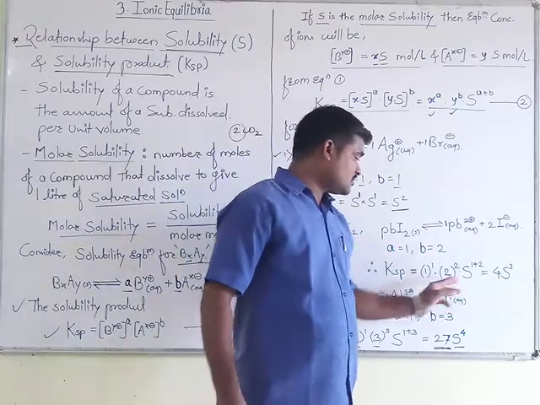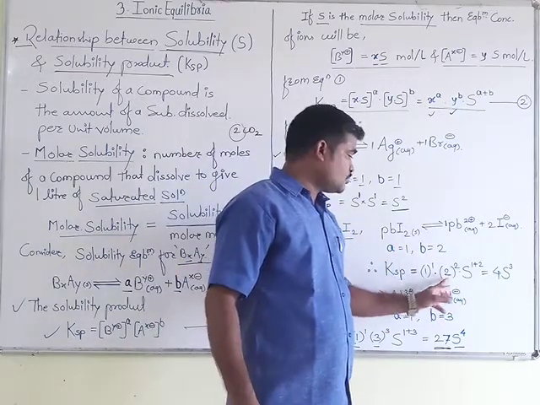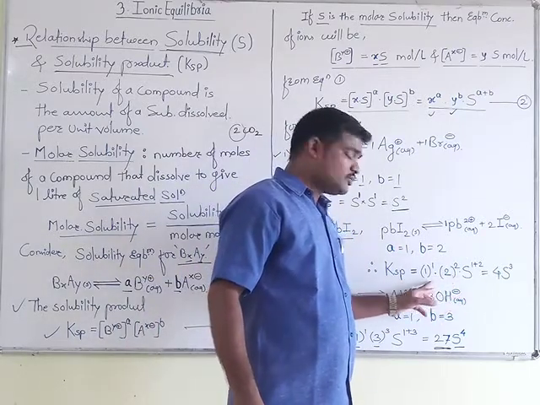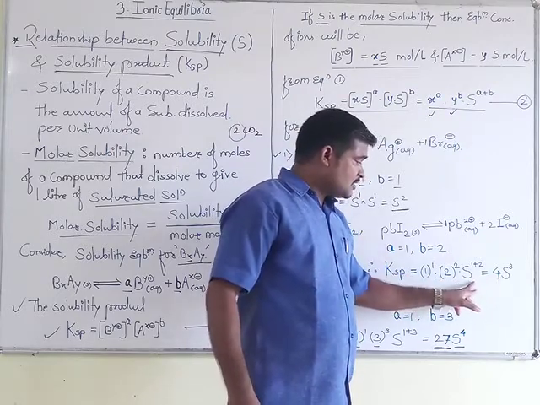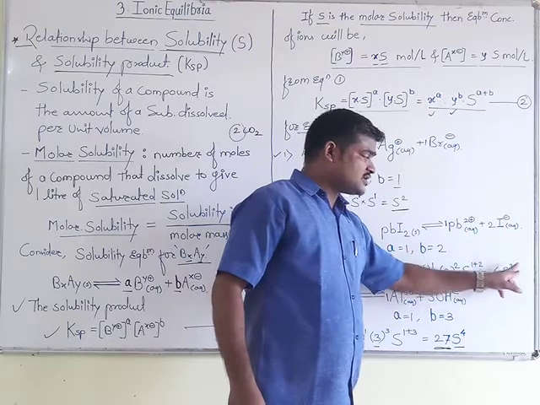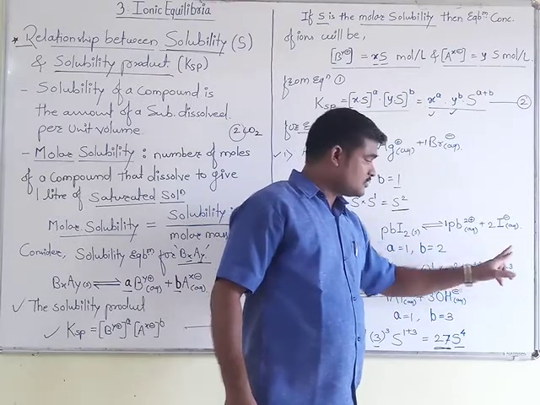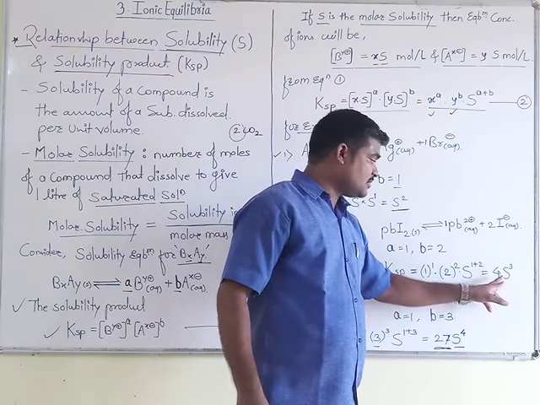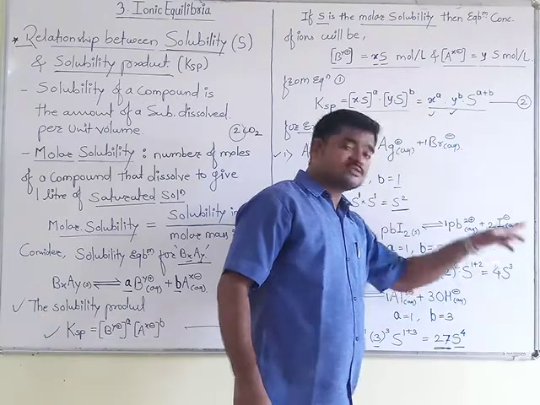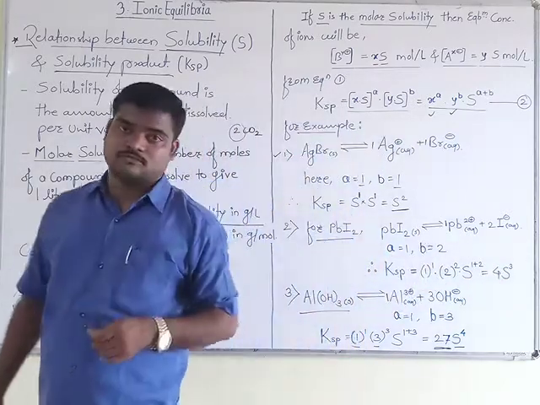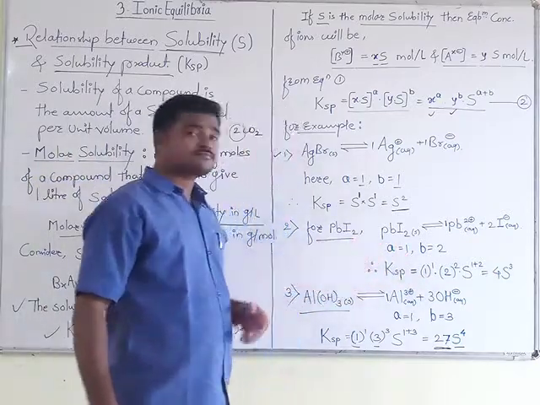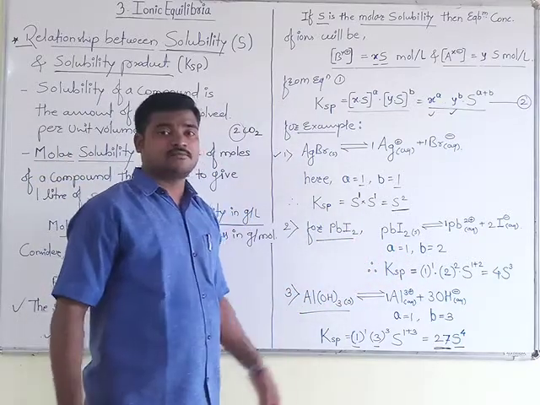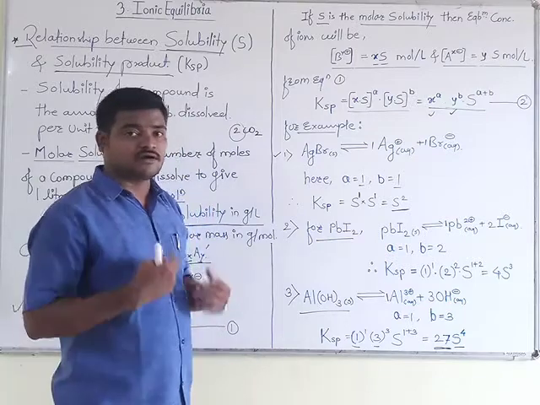Then what we will get? 1 raised to 1 is 1, 2 raised to 2 is 4. So 4 into 1, what we are getting here? 4, and s raised to 1 plus 2 is nothing but s raised to 3. So the total Ksp value will become 4s raised to 3, that is 4s cube. Okay. So this is an important point which is different from the first example because the coefficient terms are different.